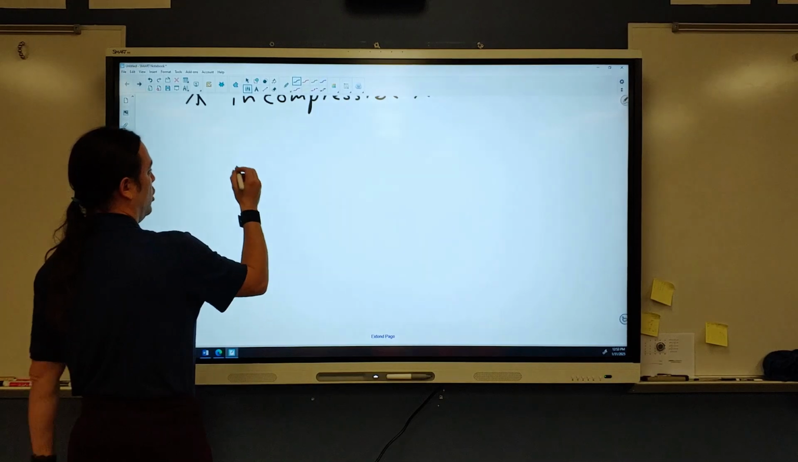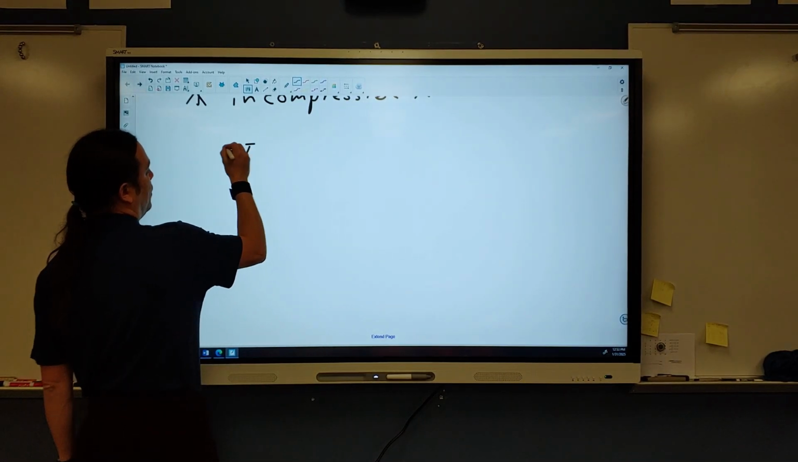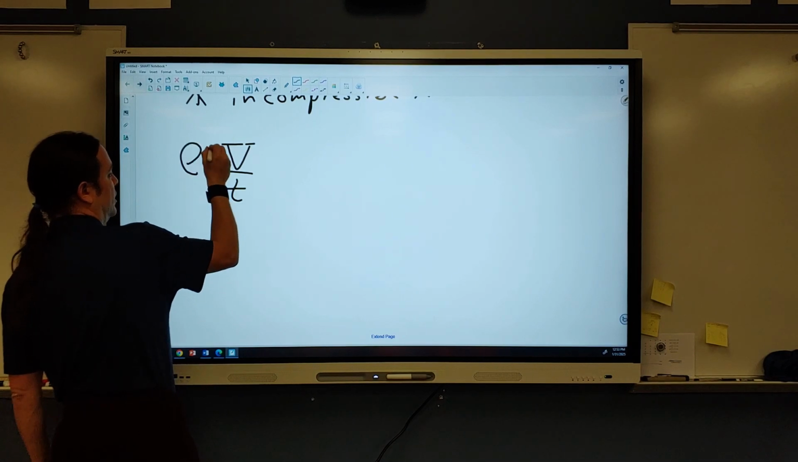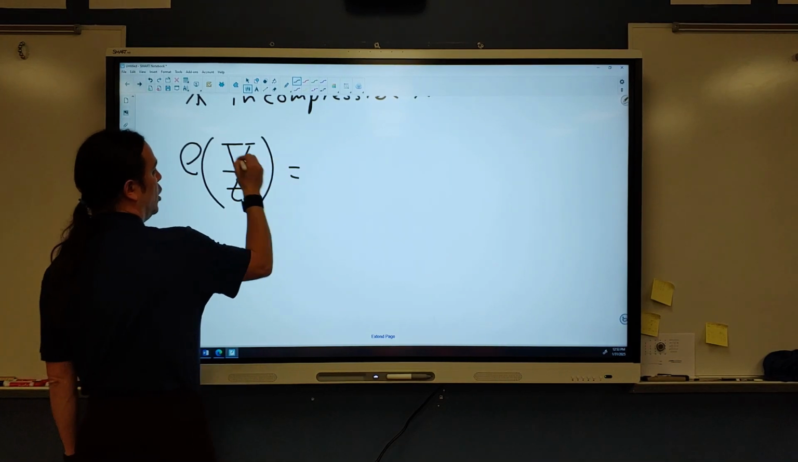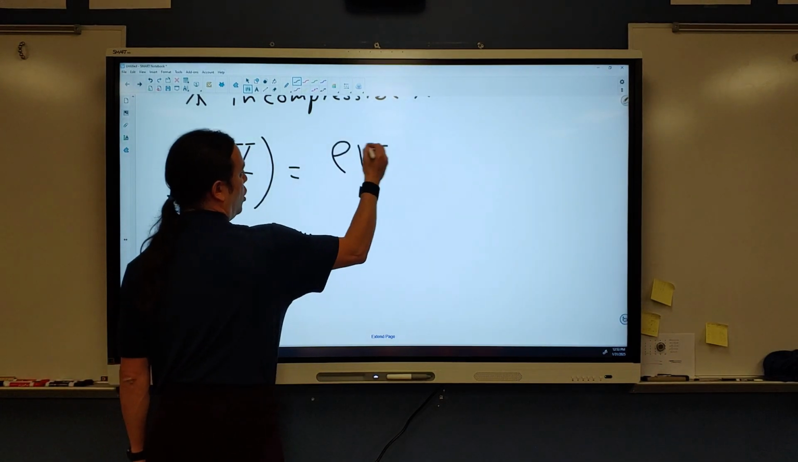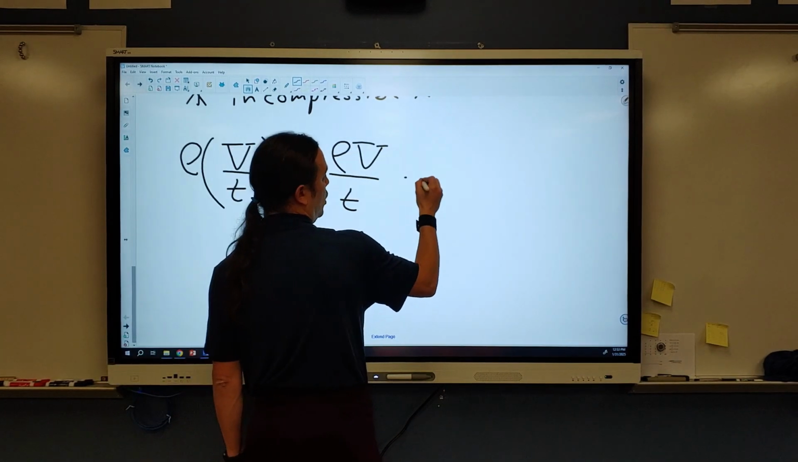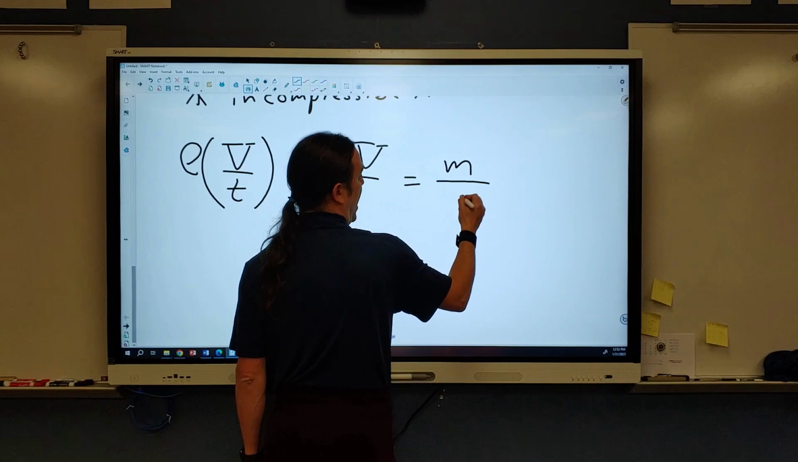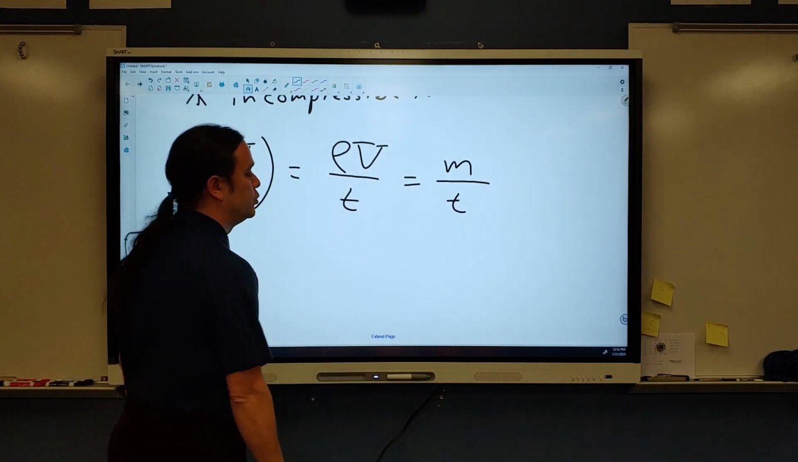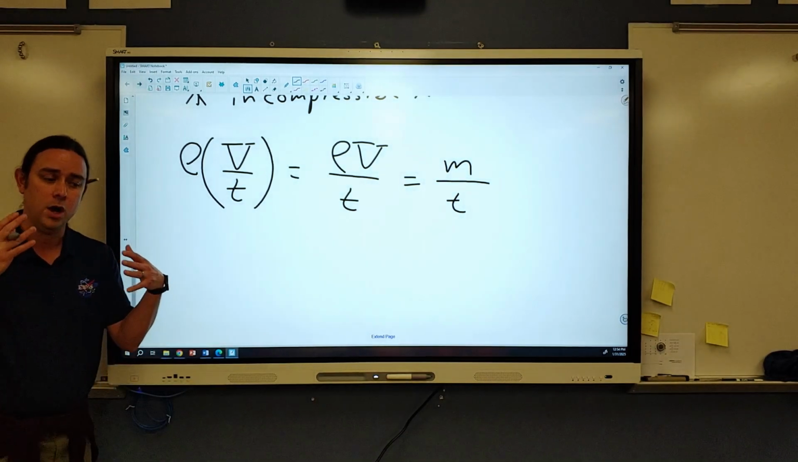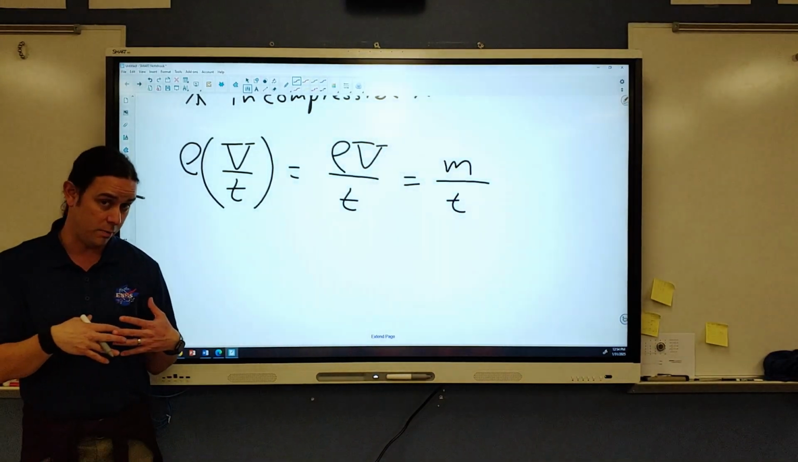can't create or destroy. So in this case, I've got a volume divided by time, but remember we're also dealing with a density that I could multiply that by. So I would have density times volume divided by time, and I would end up with density times volume is another way of writing the mass divided by time. Which brings us to the last notation that I'm going to introduce on here. And this is more for some of my materials that I may make reference to.